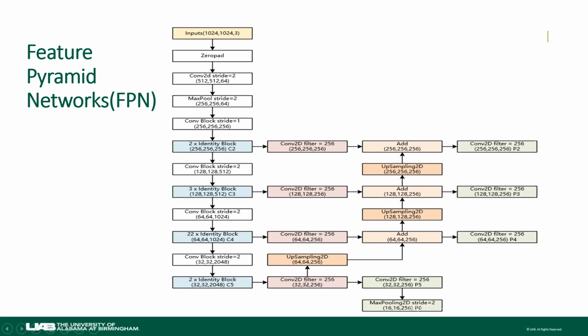Return to this step. Based on the convolution of C5, we will upsample it and add it to the convolution of C4, and we will get P4. Similarly, we can get P2 and P3. P2, P3, P4, and P5 can be used as the feature maps of the classifier or the mask network.